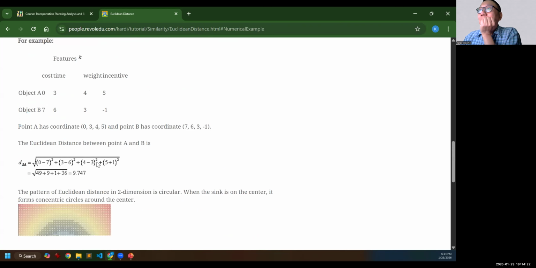I have the numerical example here. So for example, this is cost, time, weight, and incentive. I want to measure two objects between A and B. If I know the cost, the time, the weight, and the incentive, these are 4 dimensions. Then you compute. Between 0 and 7, so 0 minus 7 squared, the same variable within time, so 3 and 6, you minus and then square, and so on.